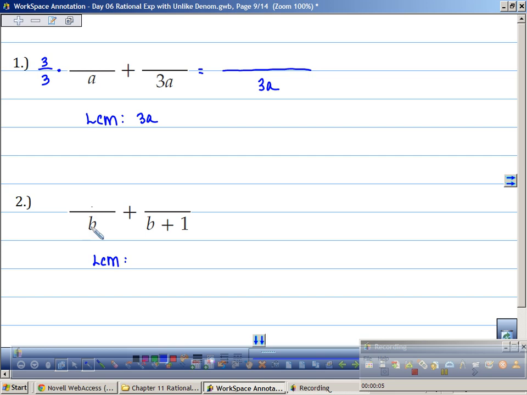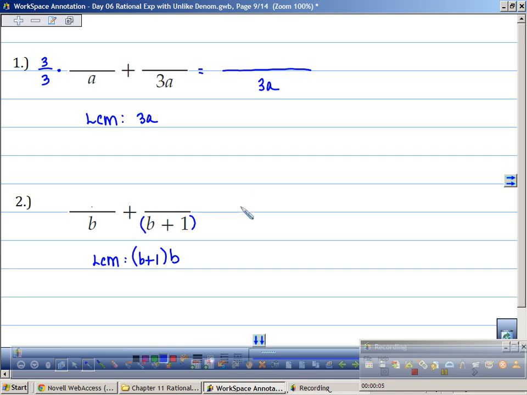What's the LCM of B and B plus 1? We have a quantity of B plus 1. It would be B plus 1 times B, because isn't this a quantity and isn't this a quantity? And we have to represent both of them. Got it?